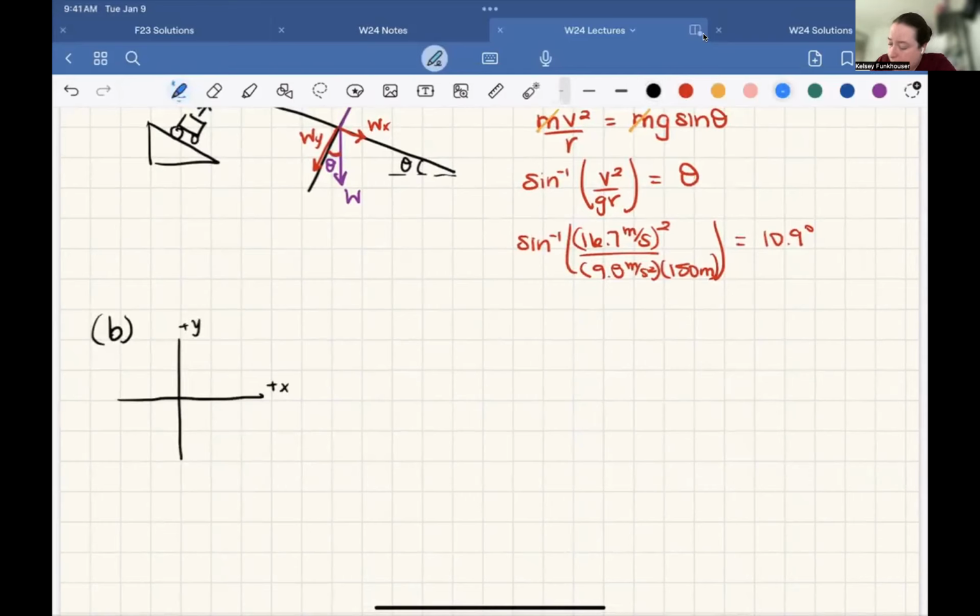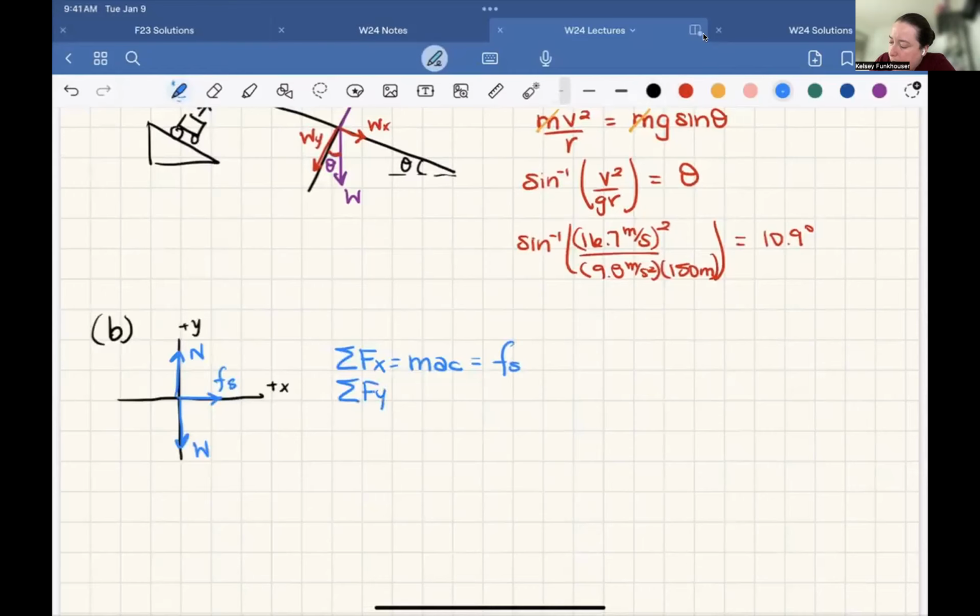And we have our weight going down, normal force going up, and then the friction force pointing toward the center of the circle. So let's do our sum of forces. Sum of forces in X. Again, that's the one with the centripetal acceleration, and that's going to be equal to the static friction force.